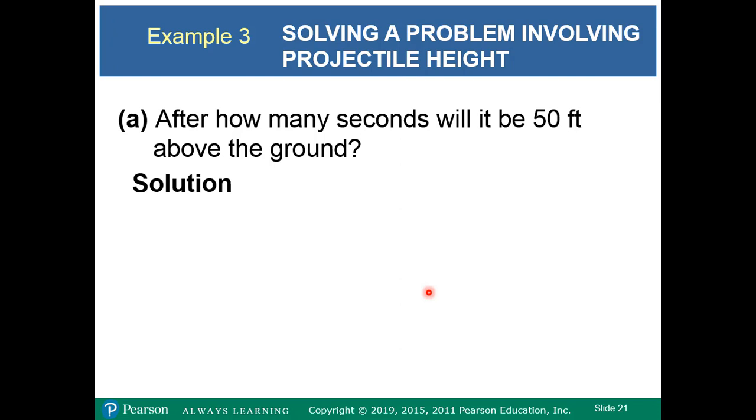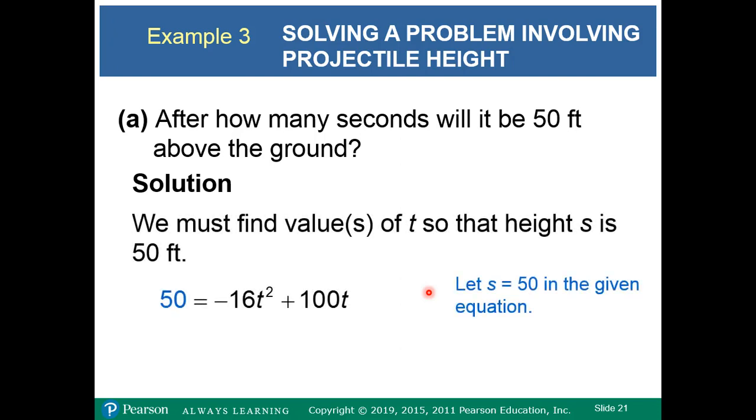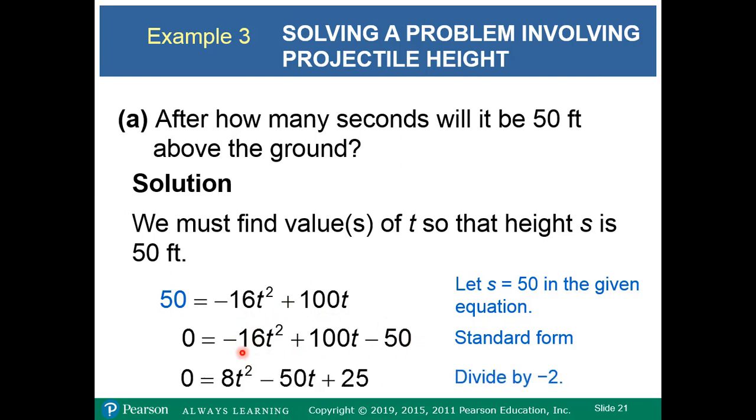So now we're going to solve for t. We must find the values of t where the height s is 50. So we plug in 50 here, and now we've got a quadratic equation to solve. We move the 50 over here and put it in standard form. Now we're going to simplify this even further by dividing by 2, so this becomes 8, 50, and 25. Now we're going to see if we can factor this.